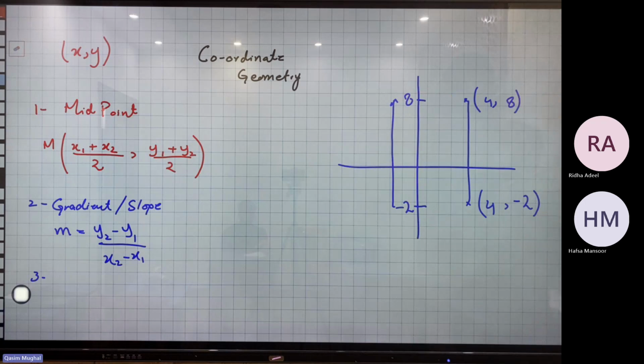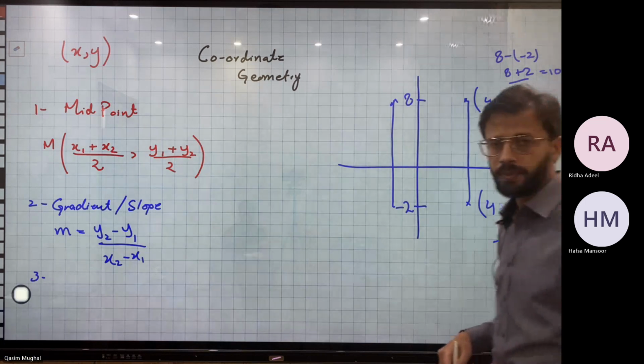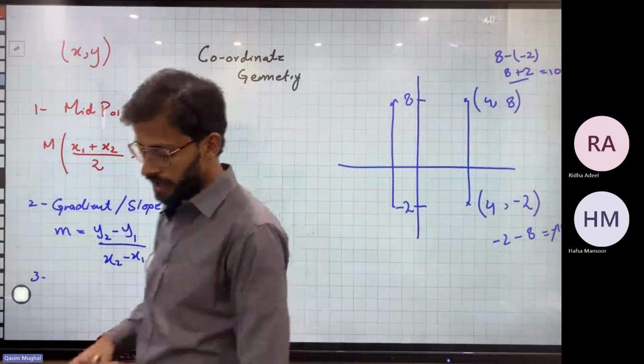y2 minus y1, we just studied. So y2 minus y1, 8 minus -2, that is going to give you 10. Now you may be thinking, what if we do -2 minus 8? That is going to give you -10. अब distance negative नहीं होता, so you will be ignoring the negative sign. Got it? Clear? Rida and Hafsa?